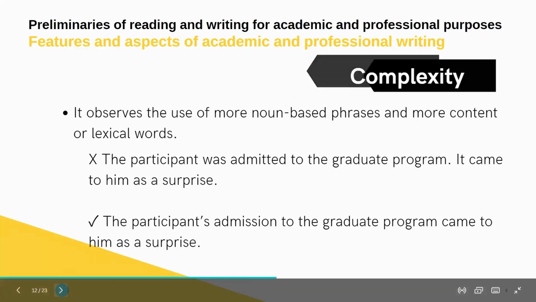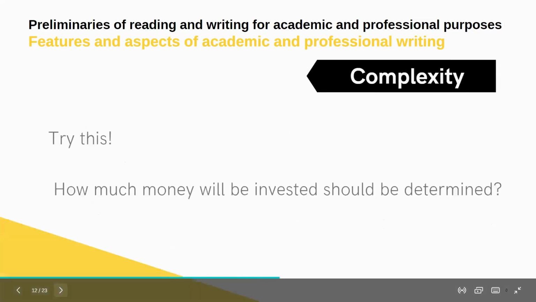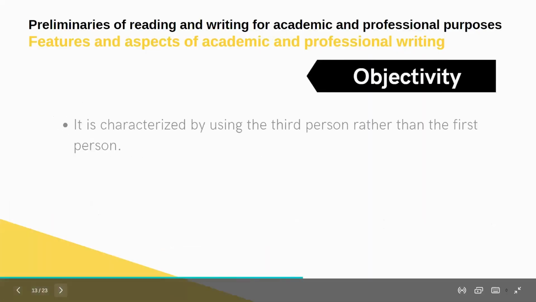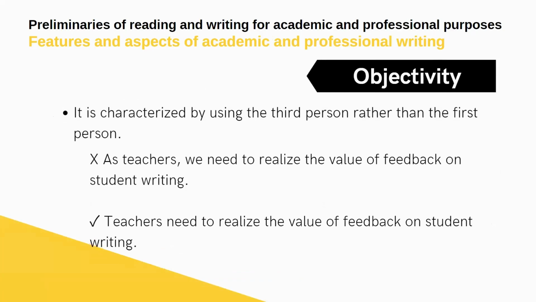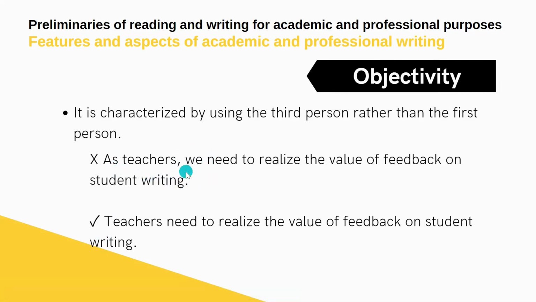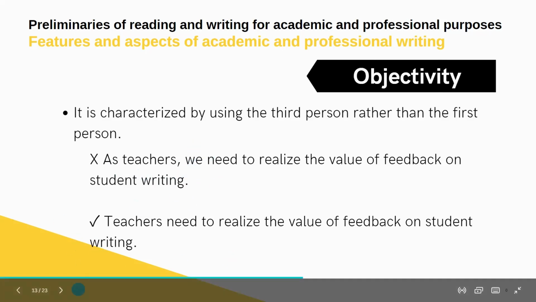Next is about objectivity. Objectivity is putting emphasis that what you are writing is not about you. Academic texts are characterized by using the third person rather than the first. In the example, as teachers and the first pronoun we, you can see that they were removed in the second sentence.